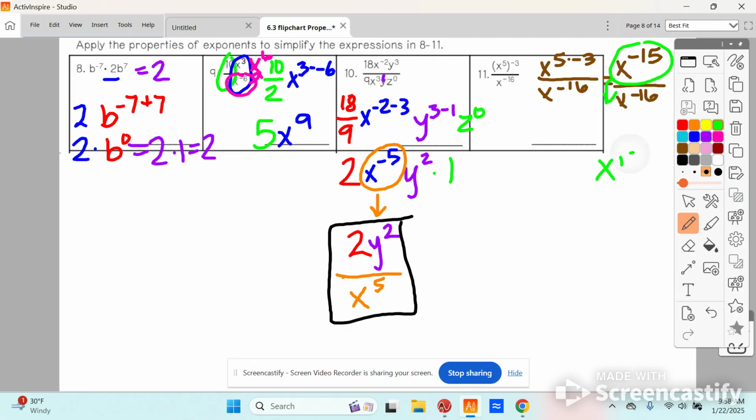So I'm going to have x to the positive 15 in the denominator and x to the positive 16 in the numerator. Again, there's a lot of different ways you could do this. You could have done quotient of powers property and subtracted, but I like to work with positives. Now, if I have 16 x's in the numerator, I'd have x to the 16 minus 15, and that just gives me 1x. I don't need to write the 1 in the exponent because it doesn't change the value.